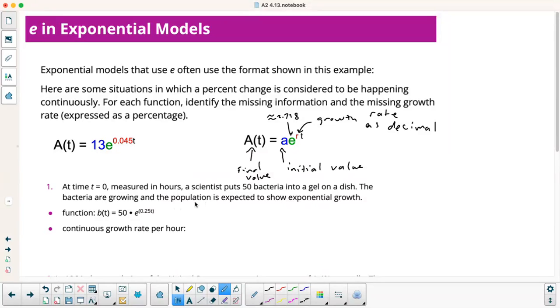So here's some examples. At time t equals 0, measured in hours, a scientist puts 50 bacteria into a gel dish. The bacteria are growing and the population is expected to show exponential growth. So here's my function. 50 is your initial value. 0.25 is your growth rate. So that's as a decimal, so I'd have to move it 2 to the right. So it would be 25%.